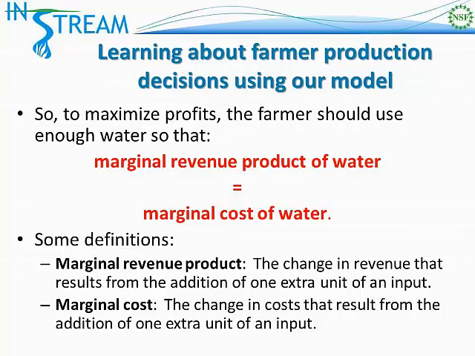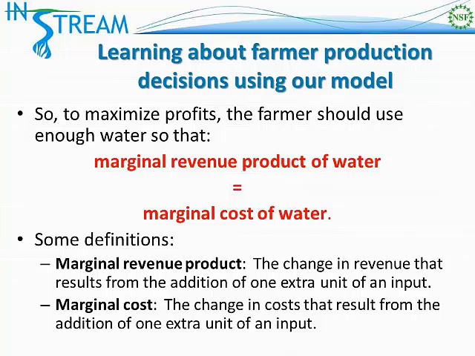The marginal revenue product is the change in revenue that results from the addition of one extra unit of an input, in this case, a unit of water. And the term marginal cost is the change in cost that results from the addition of one extra unit of an input.